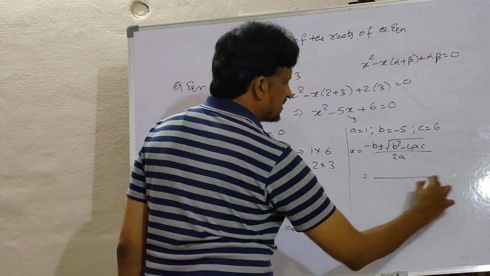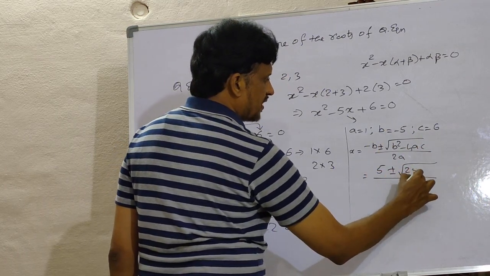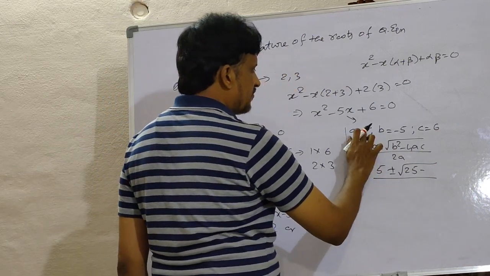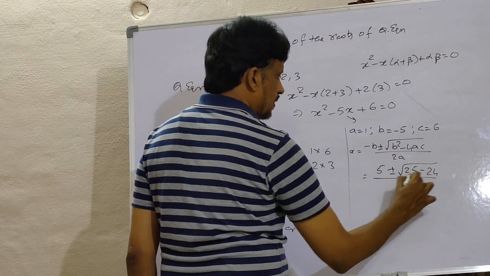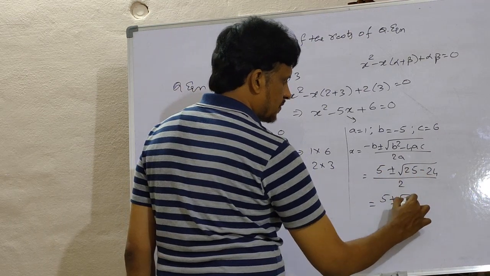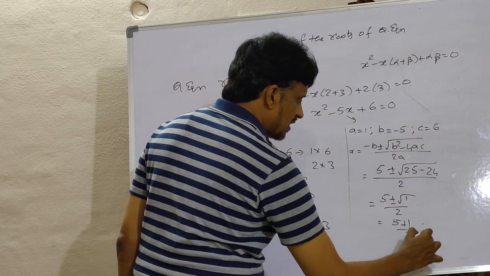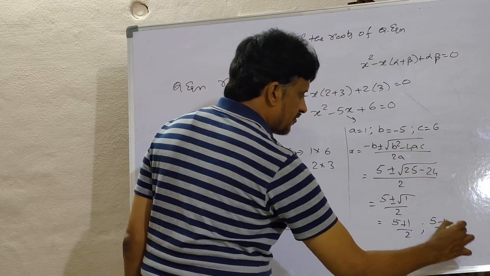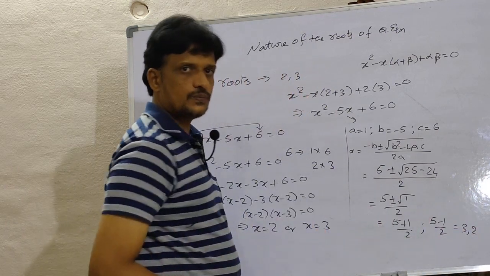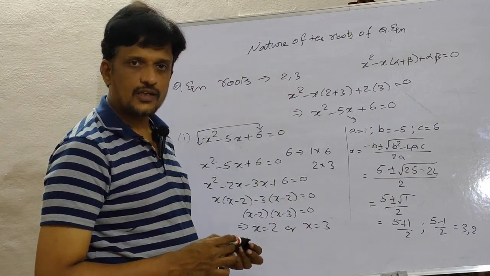Now substitute the values here simply. Minus b, that is minus of minus 5, will be plus 5, plus or minus root of b square, minus 5 whole square is 25, minus 4 into a into c, 4 into 1 into 6, 24, by 2 into a, 2 into 1 is 2. So 5 plus or minus root 25 minus 24 will be 1. Root 1 is 1, so one root is 5 plus 1 by 2 and the other one is 5 minus 1 by 2. 5 plus 1, 6 by 2, that is 3. 5 minus 1, 4 by 2, that is 2. So the same roots you are getting there also.